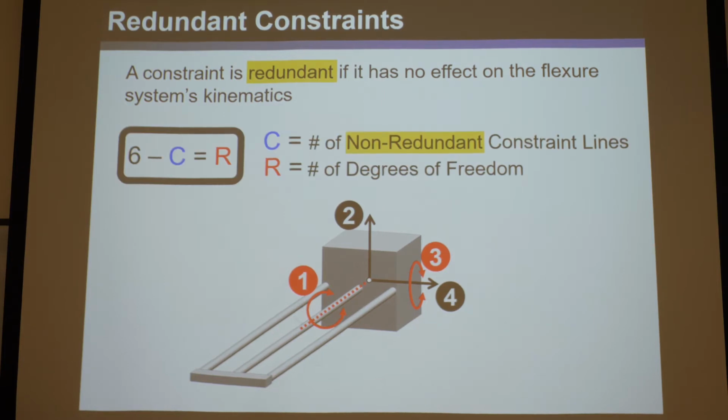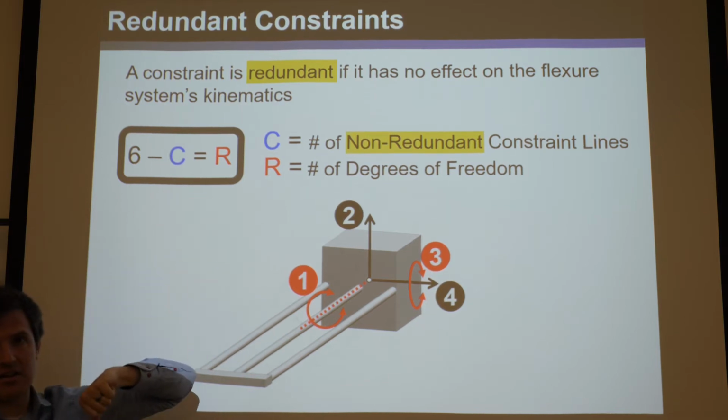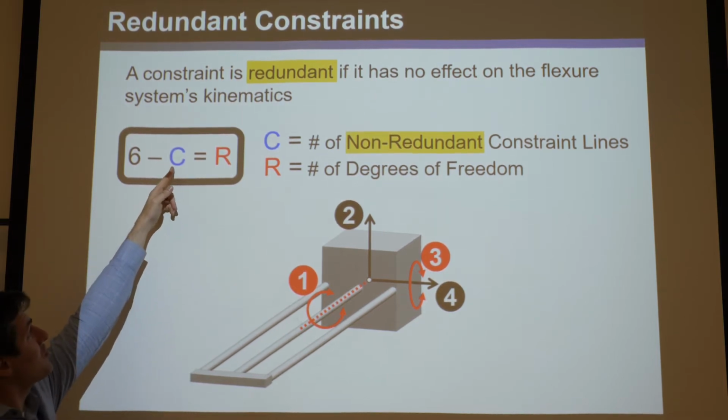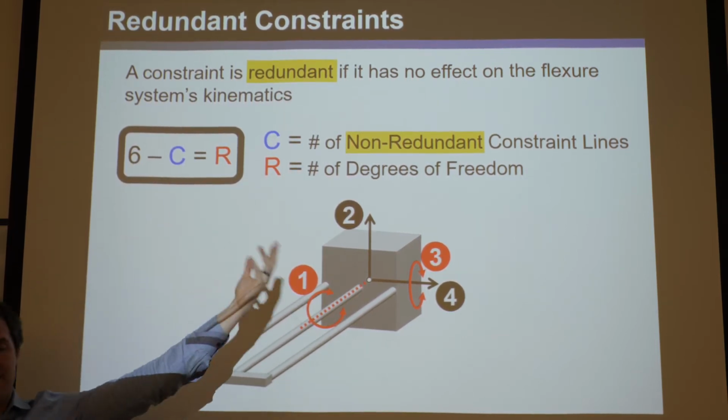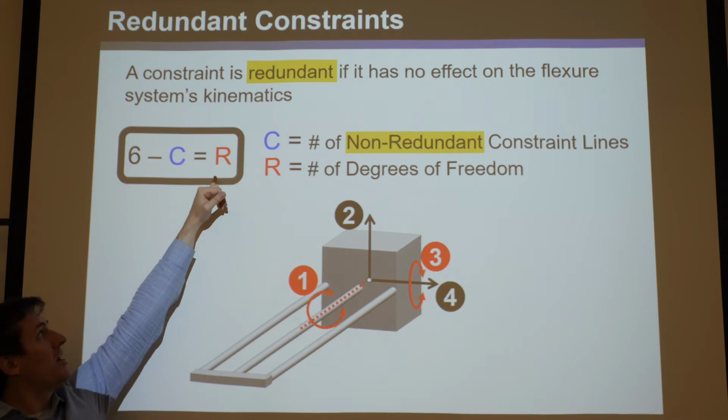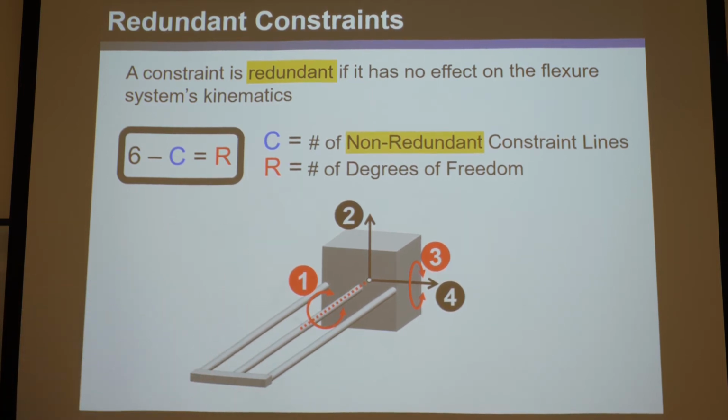And so here's where James Clerk Maxwell was tricky on us. He said C is the number of non-redundant constraint lines. But I couldn't tell you what that was because you didn't know what that was in the past. So this equation is true as long as C is a non-redundant or independent constraint line. In other words, this equation is true if it's exactly constrained. So if for every constraint you add, it takes away a degree of freedom, then the system is by definition exactly constrained. And when R becomes 0, it's totally exactly constrained, right?